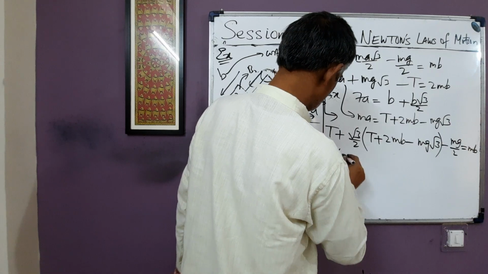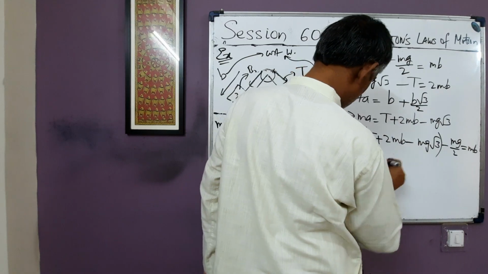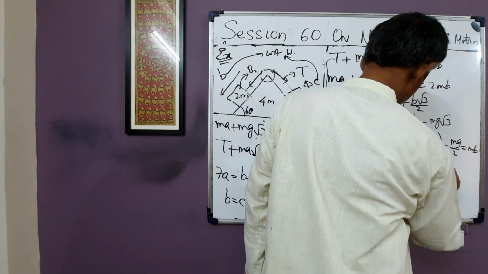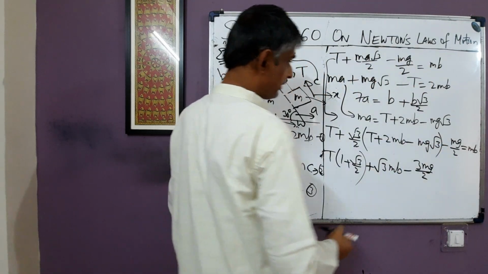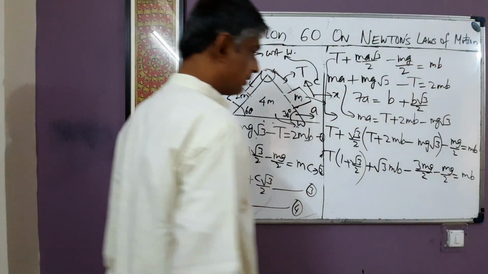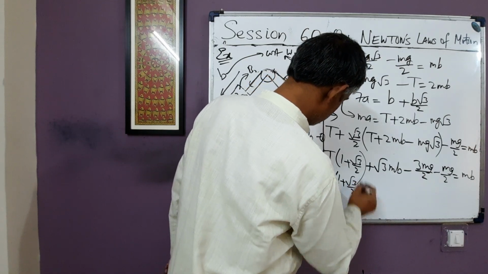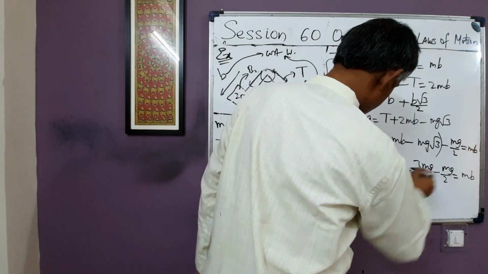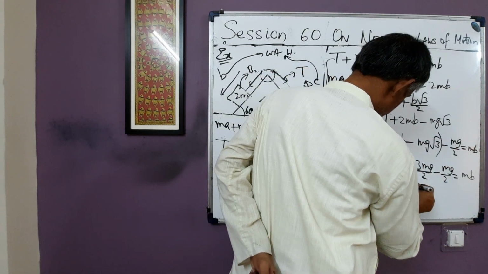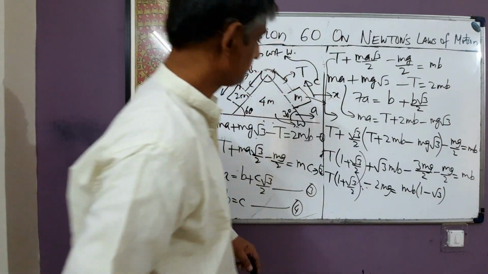This becomes t into 1 plus root 3 by 2, plus 2 cancels out, root 3 mb minus 3 mg by 2, root 3 into root 3, 3 mg by 2, minus mg by 2 becomes mb. Okay, fine. How much do we get? T into 1 plus root 3 by 2, this becomes minus 2 mg. And I send this from that side: mb into 1 minus root 3. Okay, fine.